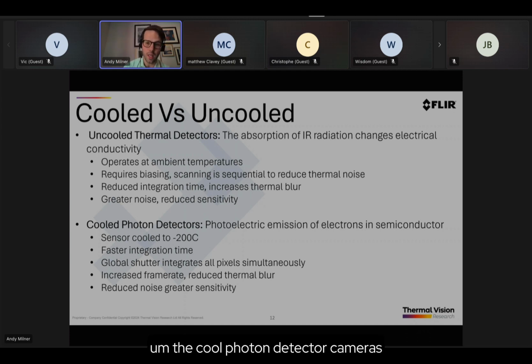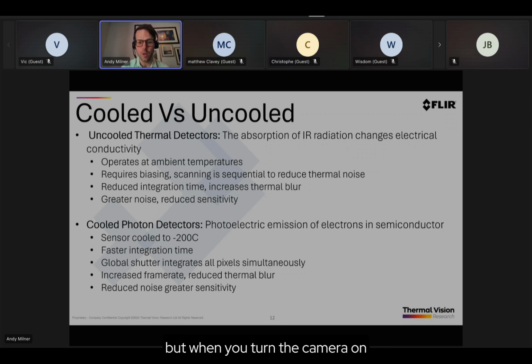The cooled photon detector cameras look at the photoelectric emission of electrons in a semiconductor. So this will be electrons going, if you've got a physics background, from the valence band to the conduction band, and measuring the energy that it takes to get there. So very complicated. You need a physics degree to understand that. But in simple terms, the sensor is cooled to minus 200 degrees, which reduces the thermal noise, practically eliminates that, so it makes them incredibly sensitive.